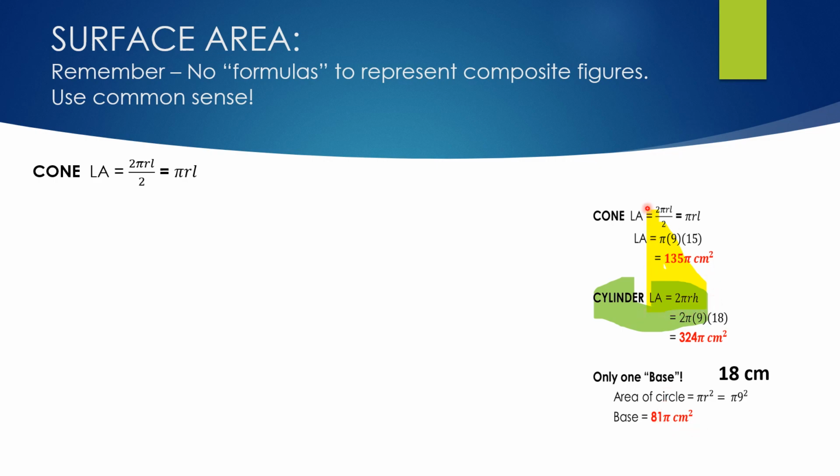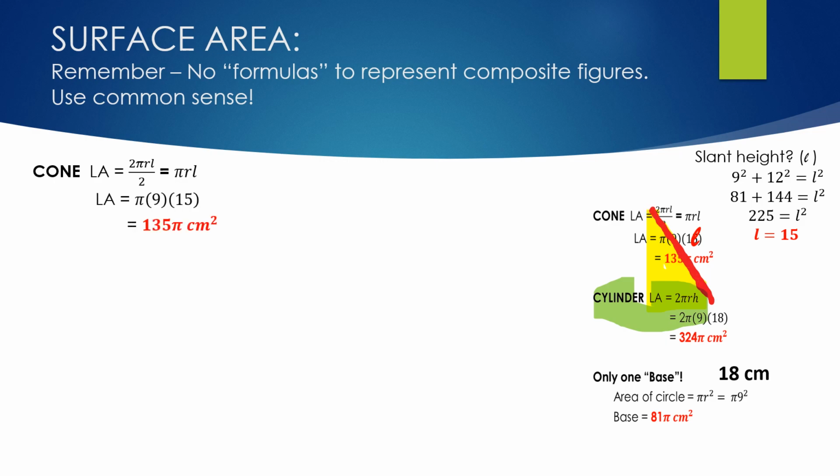So 9 and 12, I used the Pythagorean theorem, our trusty friend, to find the slant height. So I found that the slant height was 15, right? 9 squared plus 12 squared equals L squared. You also might have noticed 9, 12, and 15, that's a 3, 4, 5 triangle multiplied by 3, right? 3 times 3 is 9, 3 times 4 is 12, 3 times 5 is 15. So either way, you should find out that the slant height is 15. And then we can find the lateral area by saying pi times r, which is 9, times the slant height, which is 15. The lateral area is 135 pi centimeters squared.